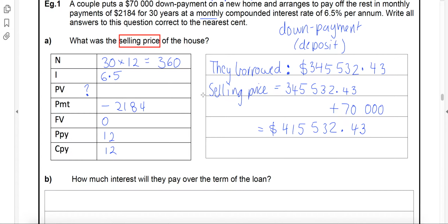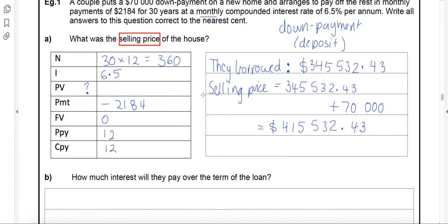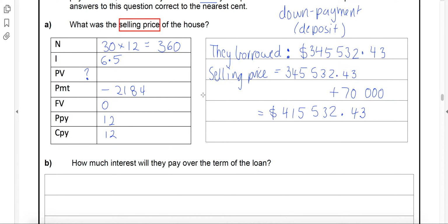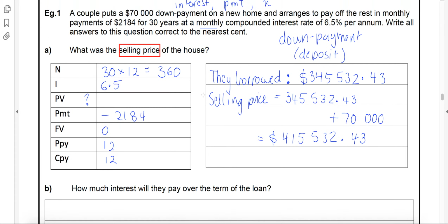We want to know next how much interest will they pay over the term of that loan. Now, this is where I've had students in the past be quite surprised in a 30-year mortgage, particularly at a rate as high as 6.5%. Keep in mind rates at the moment are less than 4%, so this is quite high. Keep in mind that you're talking about a very large sum of money, $415,000, pretty decent rate, 6.5%, but also this is a really long time to pay off that money, so 30 years.